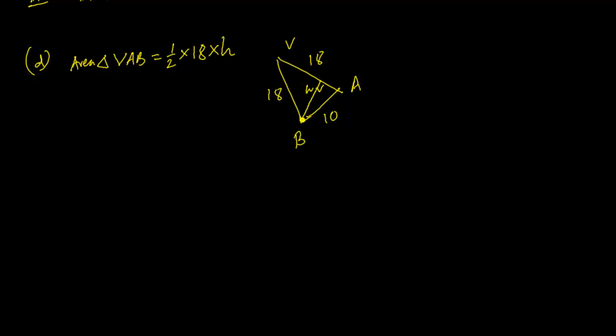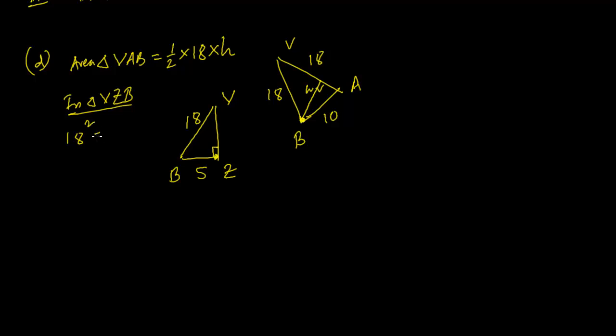So let me do this. Let me do this miniature triangle over here. So if this is V, if this is B, let me call this Z since I've already used X and Y. So this is going to be 5, and VB is 18, I know. So by Pythagorean theorem, in triangle VZB, by Pythagorean theorem, I can find the VZ. So this is 18 square hypotenuse equals to 5 squared plus VZ squared.